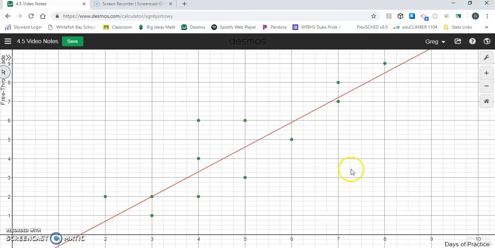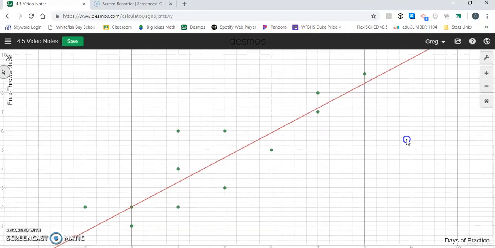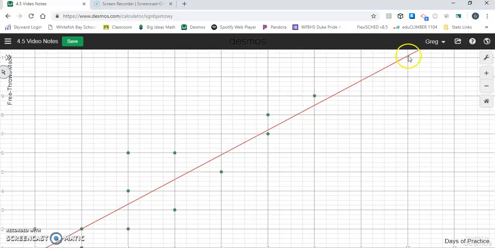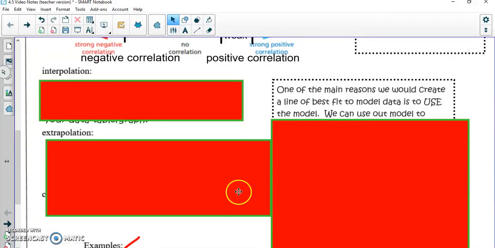Here, if I wanted to know how many I would make if I went to practice for 10 days, I don't have that data point, but if I follow my line at 10 days, my line predicts I would make about 11 free throws. So again, I'm using my model to answer a question that I don't know.